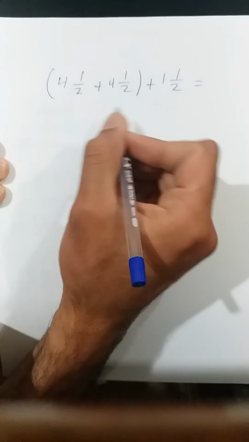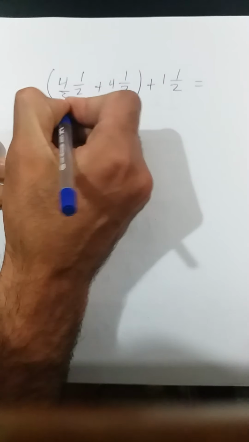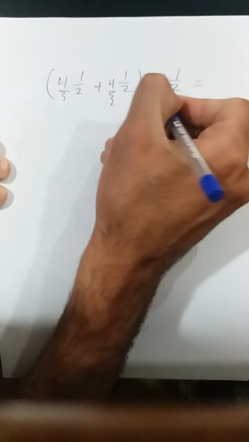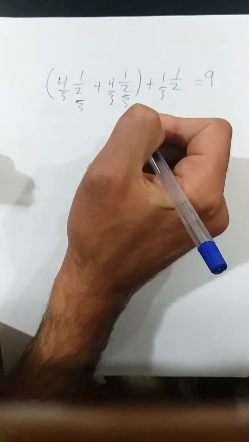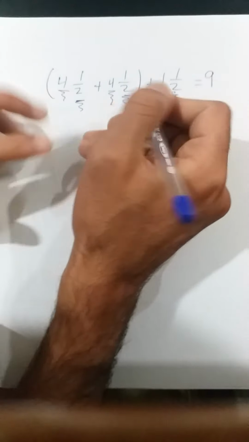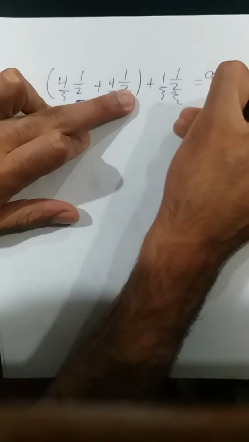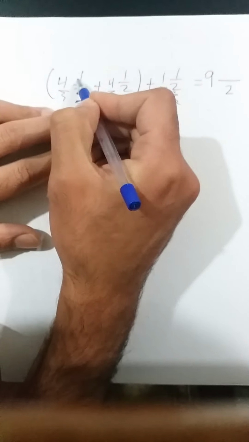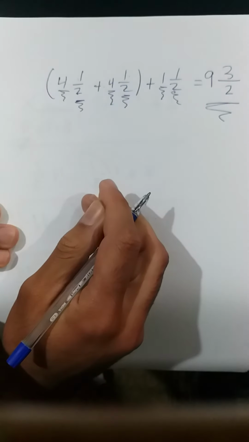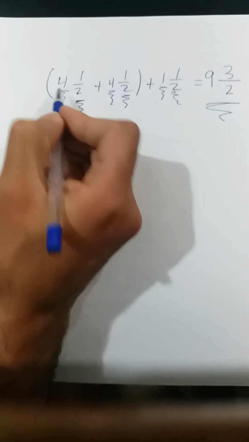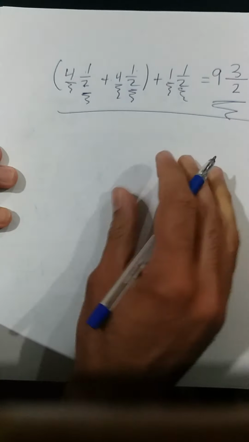Again, I'm going to add only the whole numbers together. 4 plus 4 plus 1, that will give me 9. Half plus half plus half. I have the same denominator, which is 2. 1 plus 1 plus 1, 3. This is going to be my answer. Okay? It's easy. Then let's solve the second one.